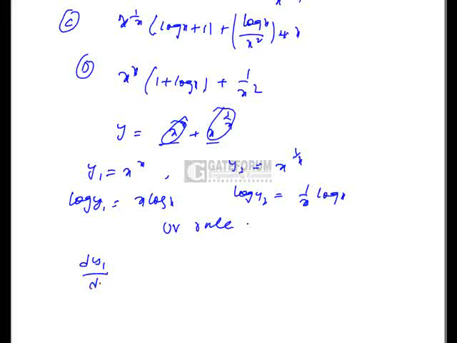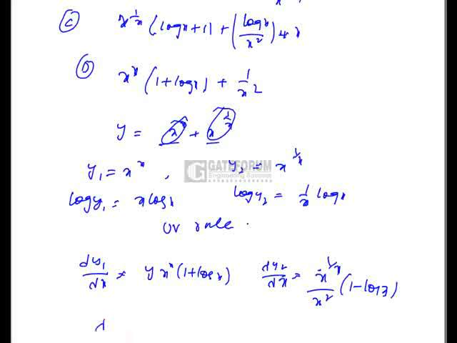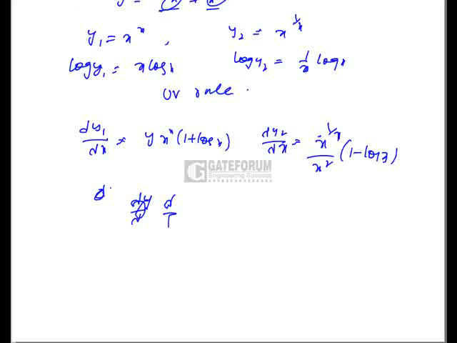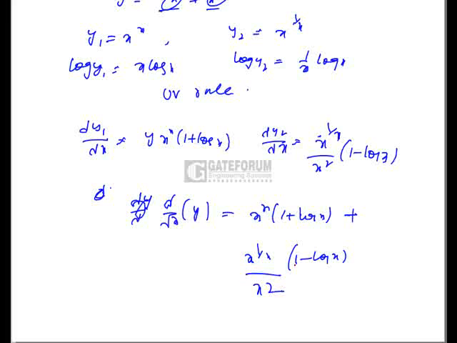and I'll obtain the value of dy1 by dx as x^x into 1 plus log x. Similarly, dy2 by dx is nothing but x^(1/x) by x square into 1 minus log x, and their sum, which is differentiation of y, will be x^x into 1 plus log x plus x^(1/x) into 1 minus log x by x square, which is nothing but option A.